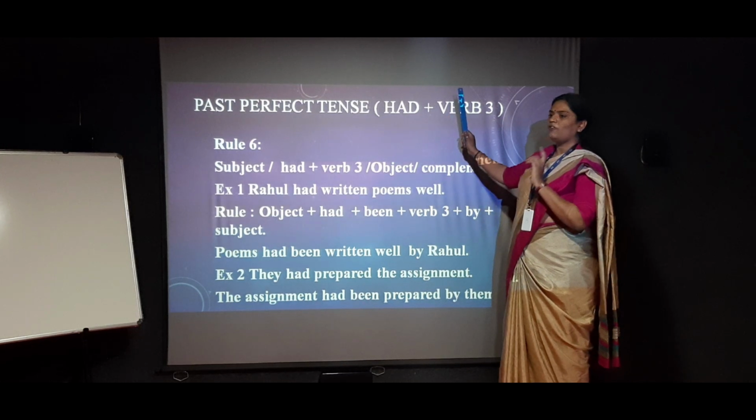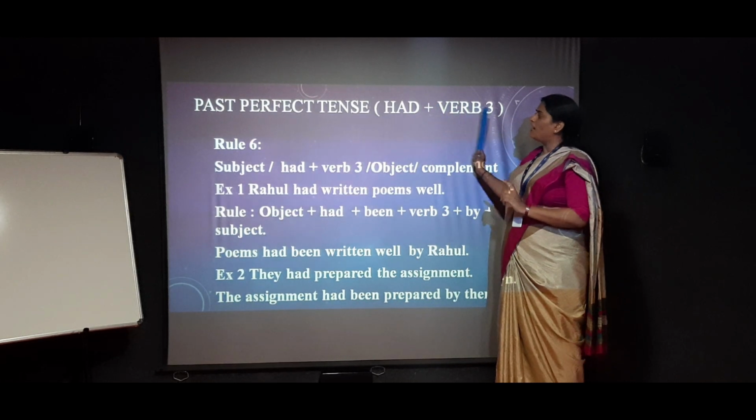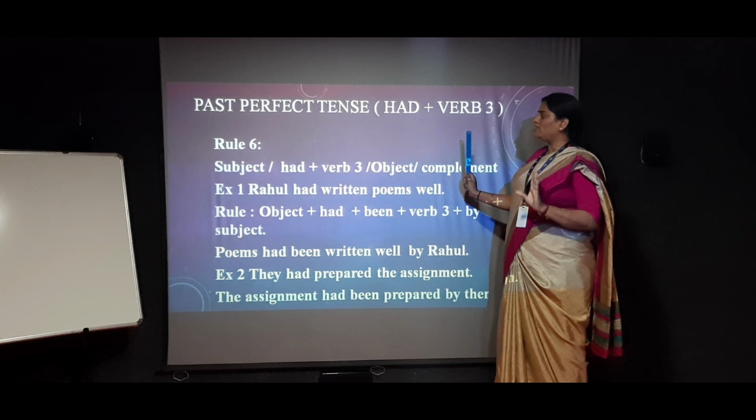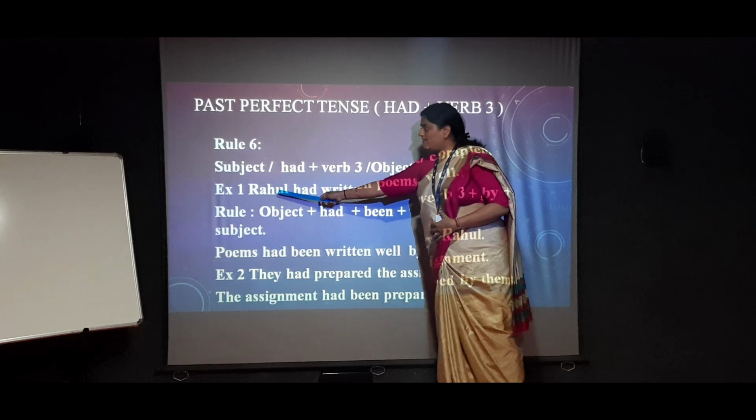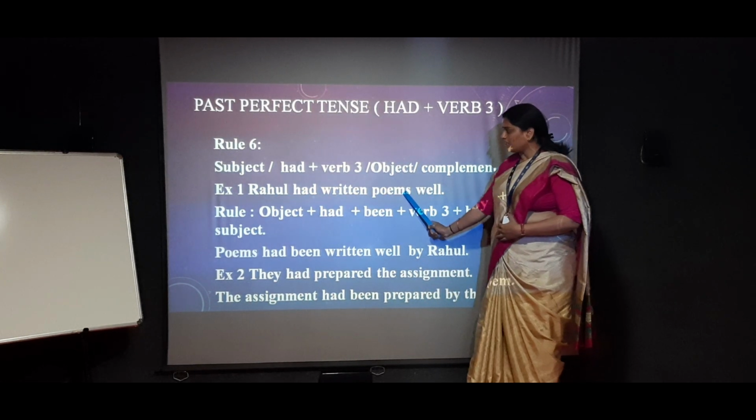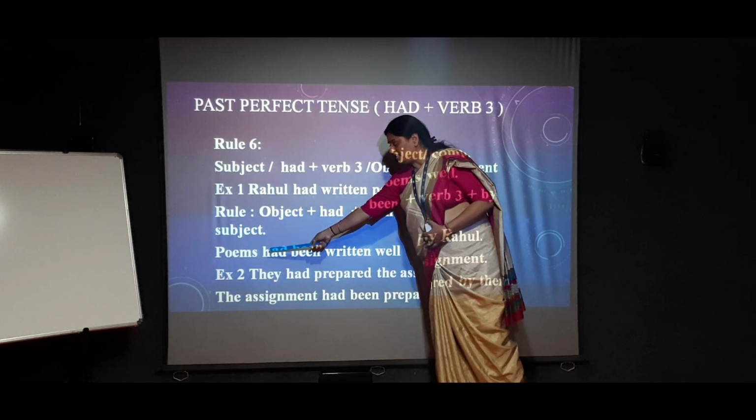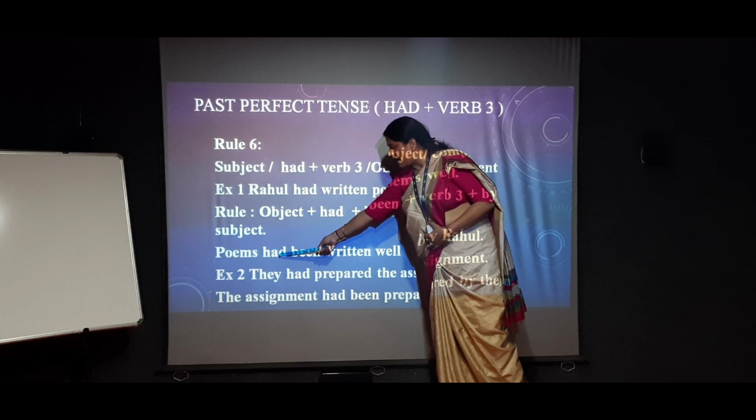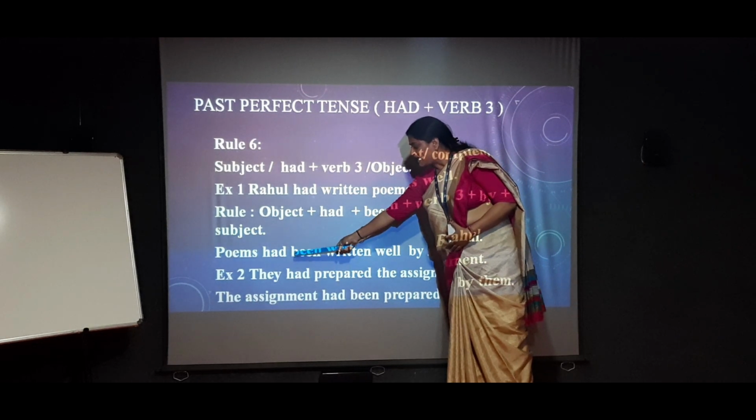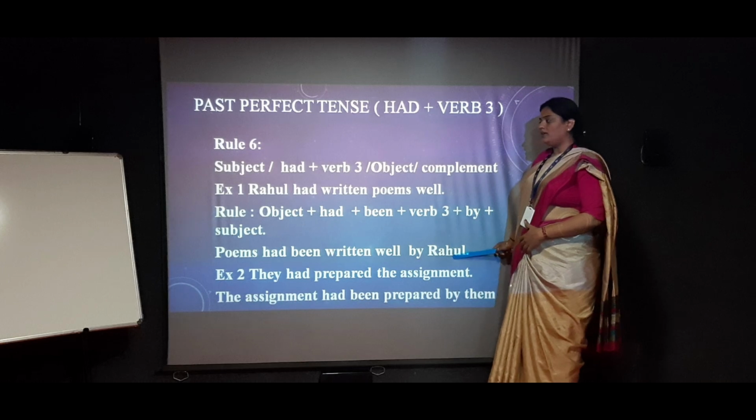In past perfect, we have only one helping verb, that is called had, and the V3 form. Had is used with singular as well as with plural, so there is no confusion. Example says, Rahul had written poems well. Poems, I am changing the place. As it is a plural, no issue. We will take had only. But what should be added? Been should be added. So, poems had been written well by Rahul.